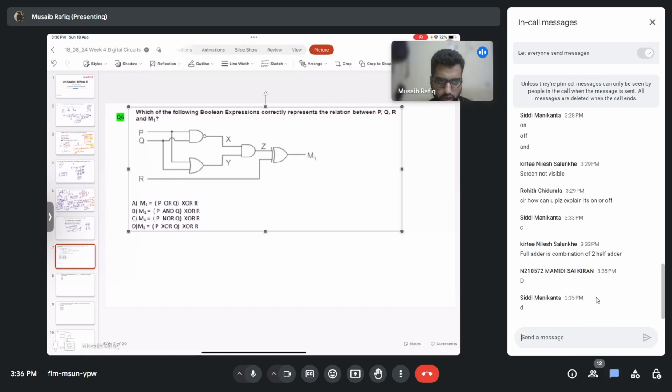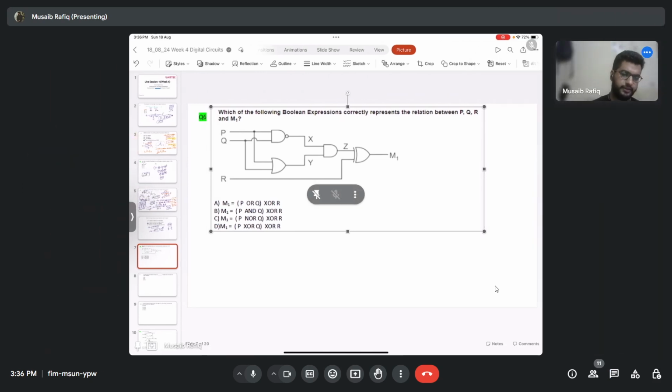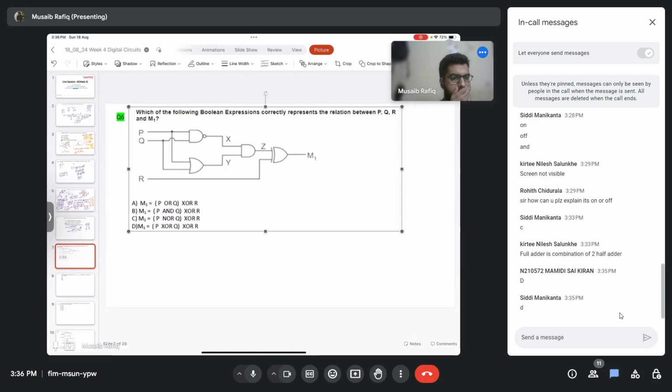I think I forgot to ask Rohit. So Rohit, did you understand how the transistor was on and off? How I considered them on and off? Okay, fair enough. Anyone else? A couple of students have written their answers. Anyone else?